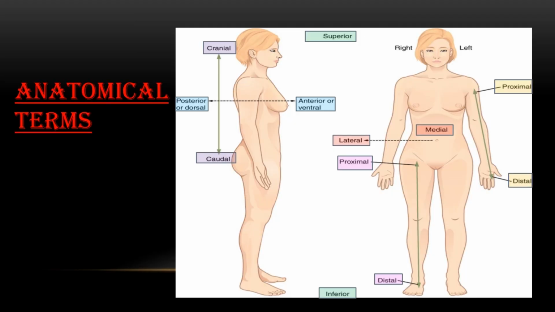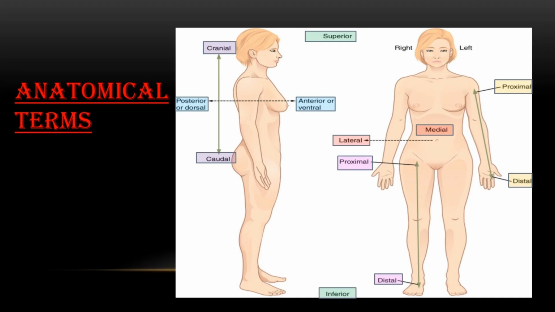Now, here we have the anatomical terms. First, we have the terms anterior and posterior. Anterior means the structures which are closer to the front of the body, and posterior are related to the structures which are closer to the back of the body. For example, sternum is anterior to heart, and vertebral column is posterior to heart.